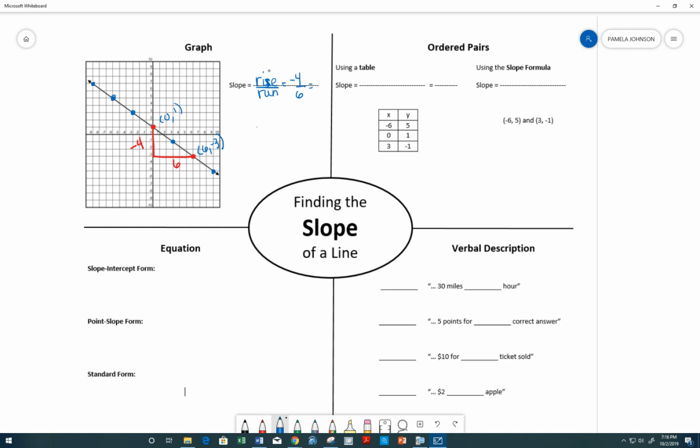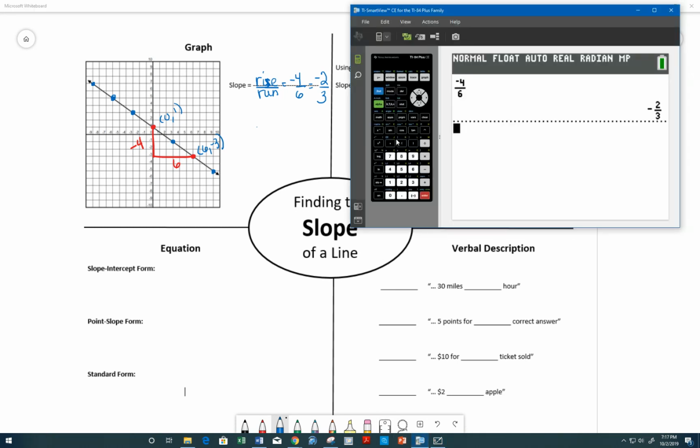Now we could simplify this just by dividing by 2. If we divide by 2, since that's the greatest common factor of 4 and 6, we're going to get -2 over 3. Okay. I know some of you are going, but I hate fractions. I'm not good at simplifying fractions. That's okay. If you're not good at simplifying fractions, go to your calculator.